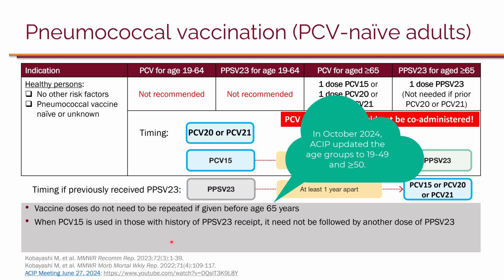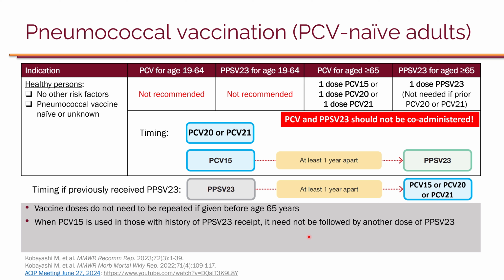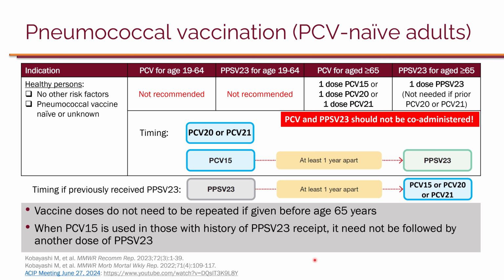Now, when PCV15 is used in those with history of PPSV23 receipt, it need not be followed by another dose of PPSV23. So in other words, if somebody had PPSV23, then got PCV15 when they turn 65, they're complete. There's no need to wait another year to give another PPSV23.